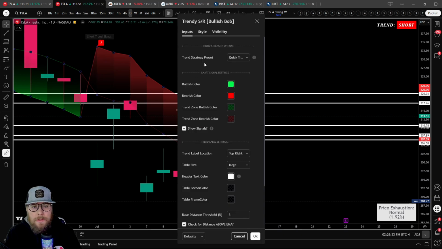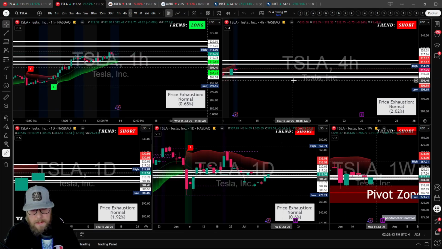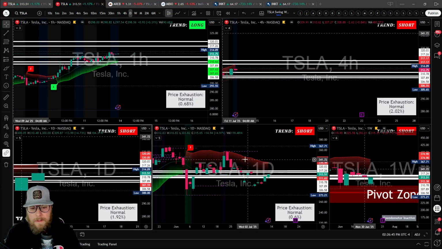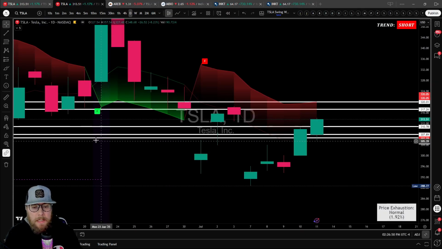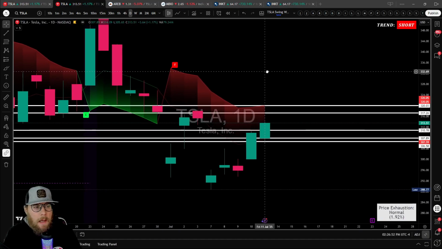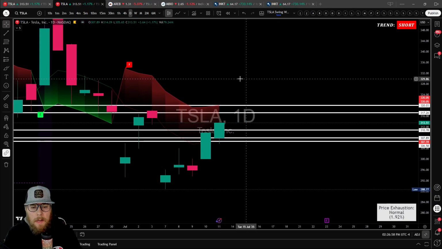Now, this trend is set to a quick trend, and that's the difference between the two daily time frames. One is quick trend, one is long trend. Hopefully that's not too confusing, but again, quick trend on the left, long trend on the right. Just follow along with me, we'll get to this conclusion at the end. Trend is short on the daily time frame with a short setting. We are looking for puts or short opportunities at this time until it tells us differently.